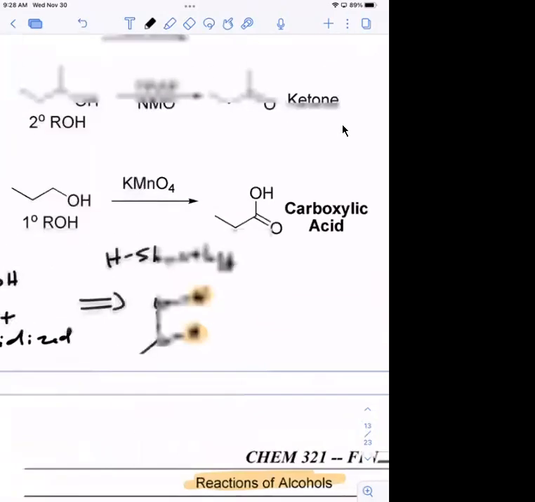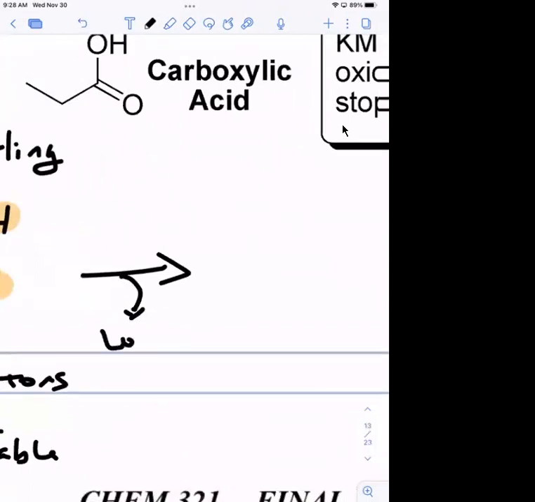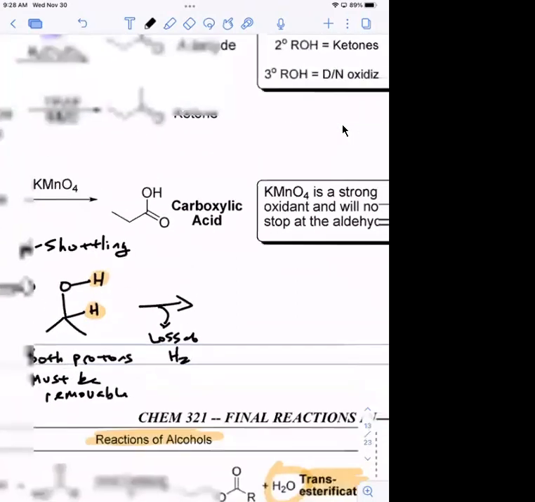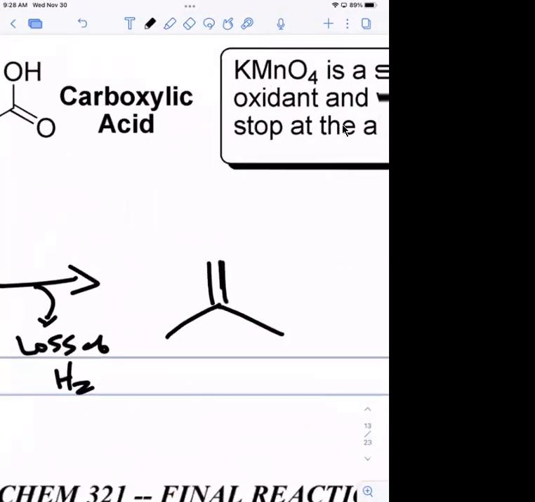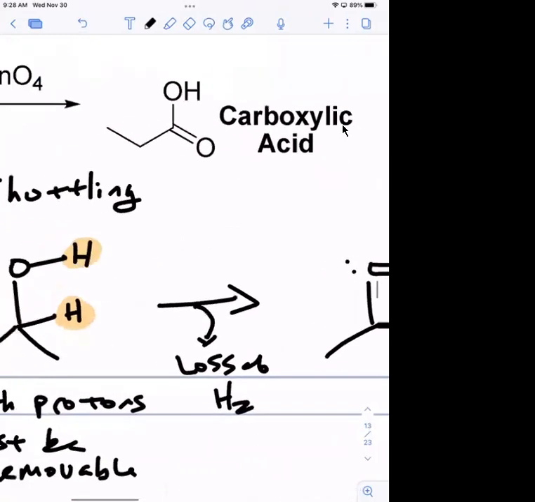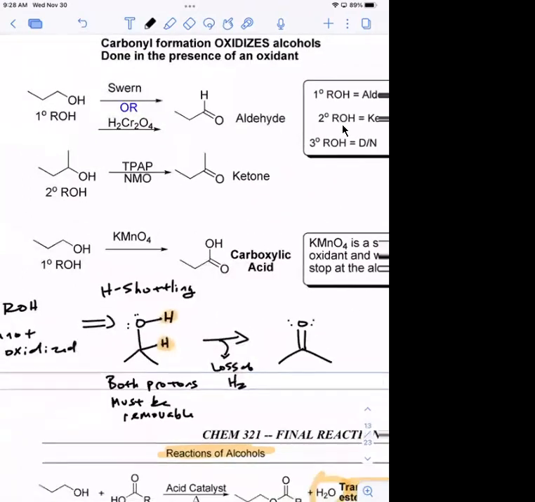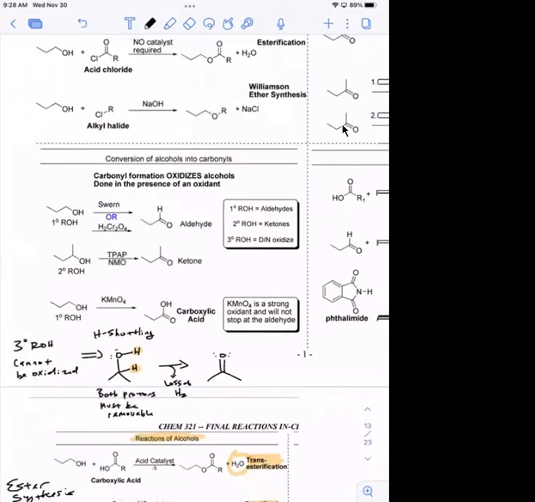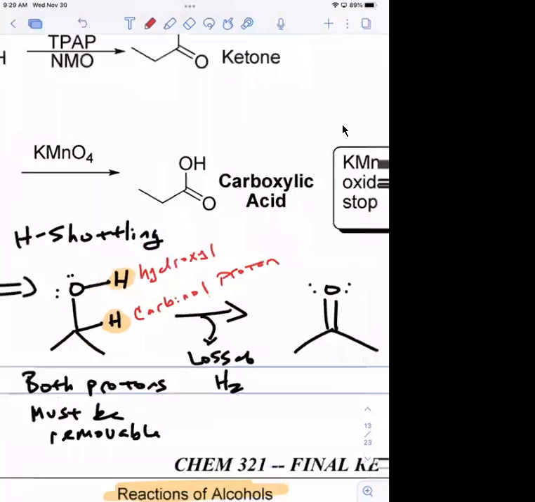Right, you got to be able to take both of them off. And so in doing so, you, in effect, lose H2, right? But at the same time, you have created a carbon oxygen pi bond. So that's why if you have a tertiary alcohol, you cannot oxidize it, because there is no carbonyl proton. This is the hydroxyl proton here, and then this is what we call the carbonyl proton. If you have a tertiary alcohol, you don't have that.